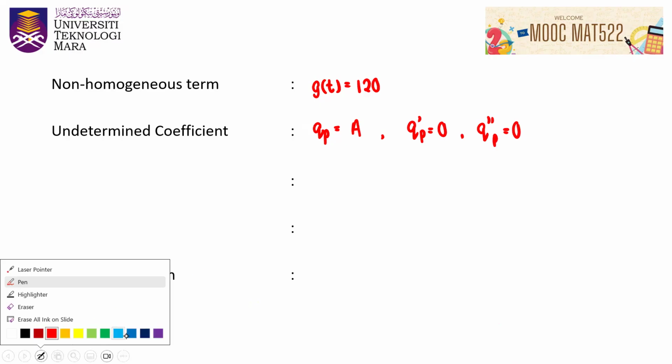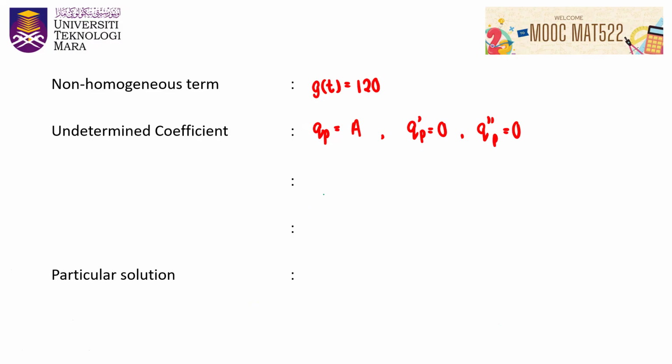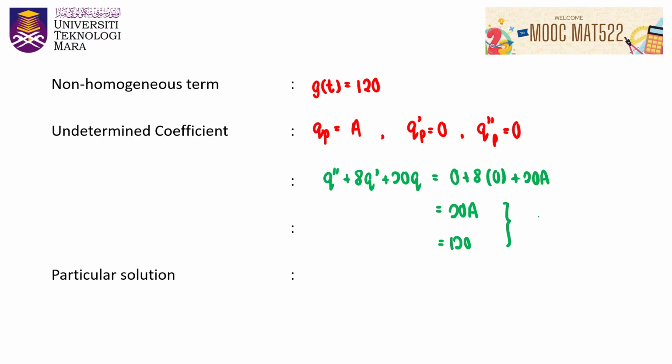Now, substituting all these derivatives into the differential equation, Q'' plus 8Q' plus 20Q, this equals 0 plus 8 multiplied by 0 plus 20A. Upon simplification, we have 20A equals the right-hand side of 120. Therefore, solving this linear equation, we have A equals 6. And therefore, the particular solution Q_P, which equals A, is equal to 6.